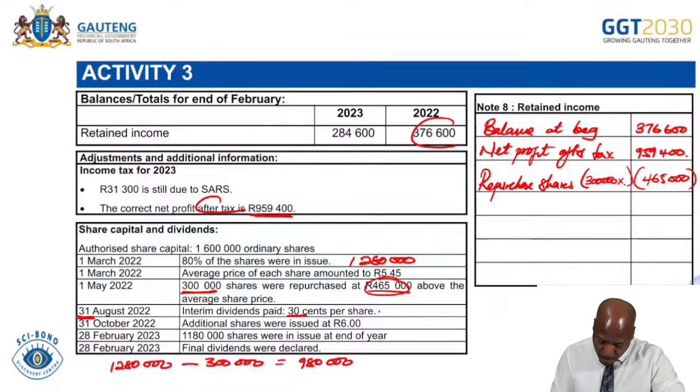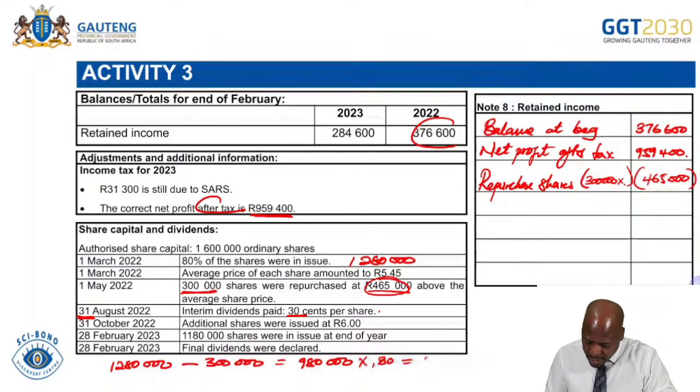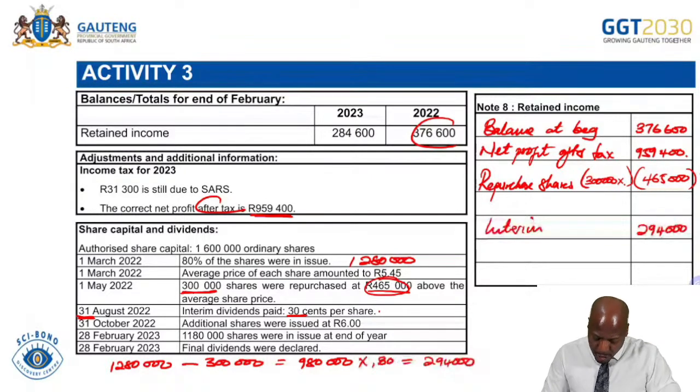So we say 980,000 and we multiply this by the 30 cents. How much does it give us? It gives you 294,000. So we're going to come here and get our interim dividends. Our interim dividends are your 294,000. Okay, let's go on.